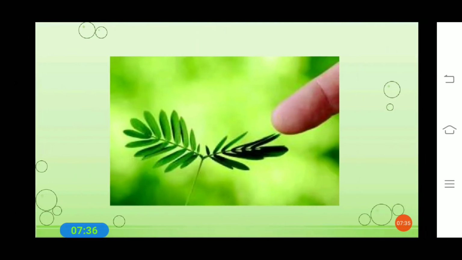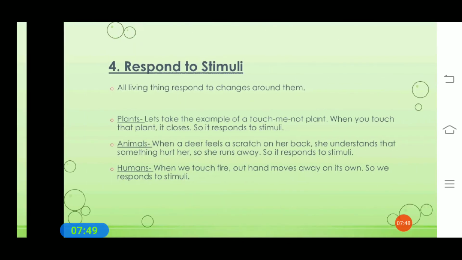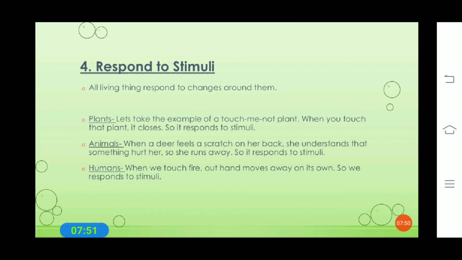Next is what? So this is the touch-me-not plant. When you touch this plant, what happens? The leaves of the plant close together. Okay. Next, what? Respond to stimuli. What is meant by responding to stimuli?